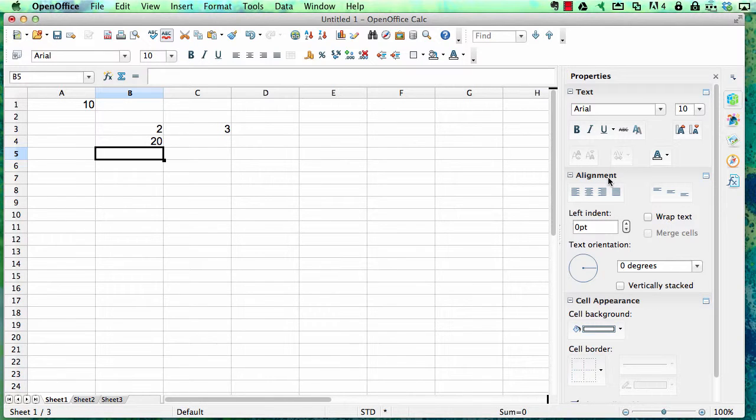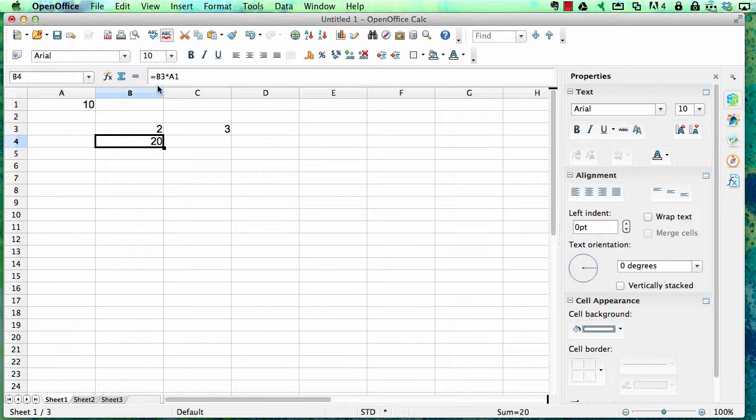So this is an example of how to use the $ to anchor cell coordinates. I have a number 10 up here, which we'll make believe is the sales tax rate or some kind of constant. We want every column, B and C, to multiply the contents in either cell B3 or C3 by the cell content of A1.